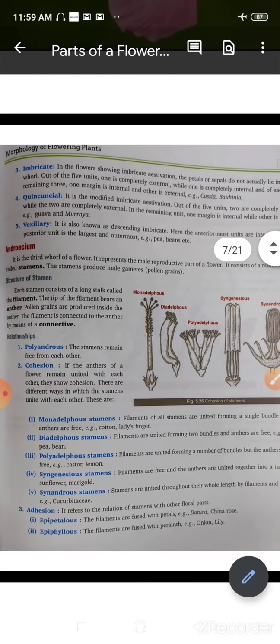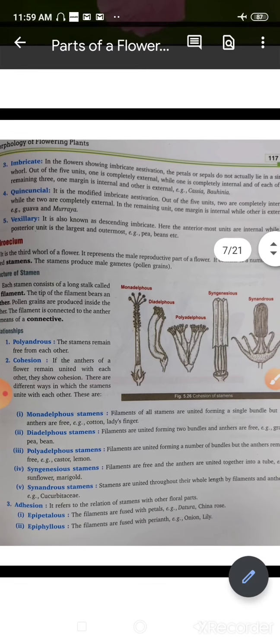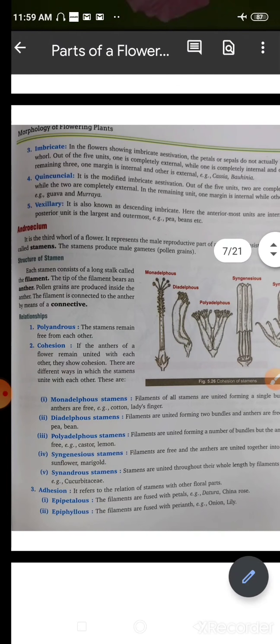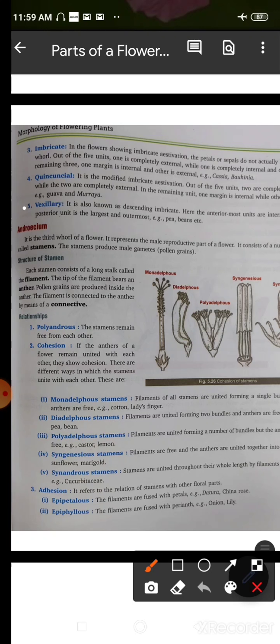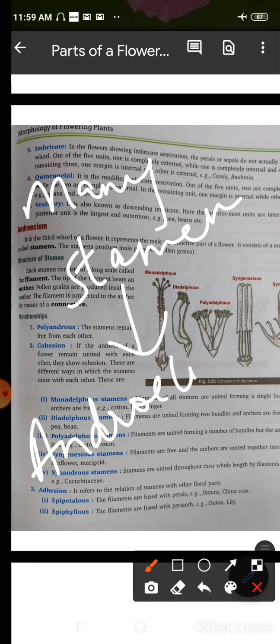We move on to the next floral whorl, that is the third floral whorl, which is the androecium, and it represents the male reproductive part of a flower. It consists of a number of units called stamens, right? So each androecium has many units called stamens, or we say that many stamens form androecium. So the unit of androecium is a stamen.